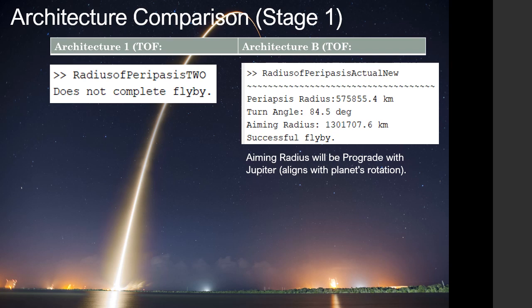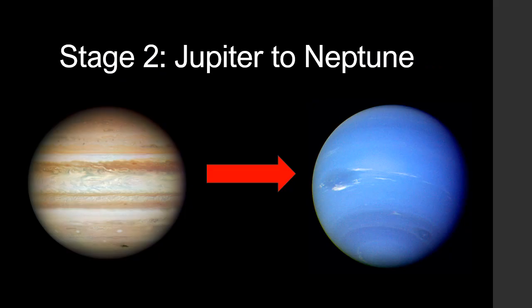This means that it barreled straight into the surface of Jupiter, while Architecture 2 has a radius, a periapsis, turn angle, and aiming radius highlighted, which means it was a successful flyby. In addition, we would like to highlight the additional delta V gained with Architecture 2 as our approach aligns with the planet's rotation. This will help us later. Stage 2, Jupiter to Neptune.